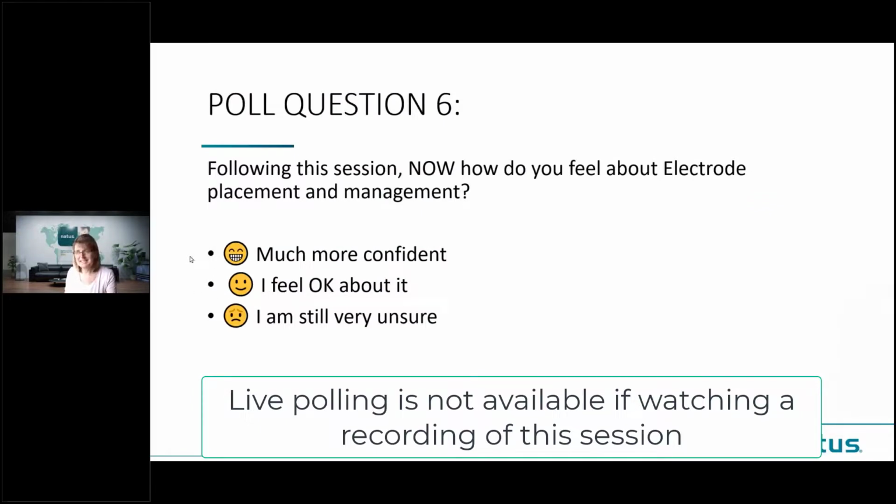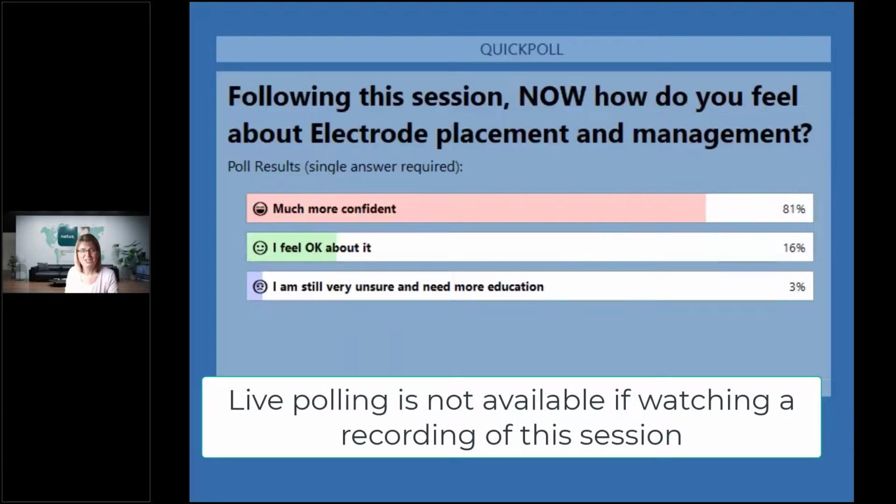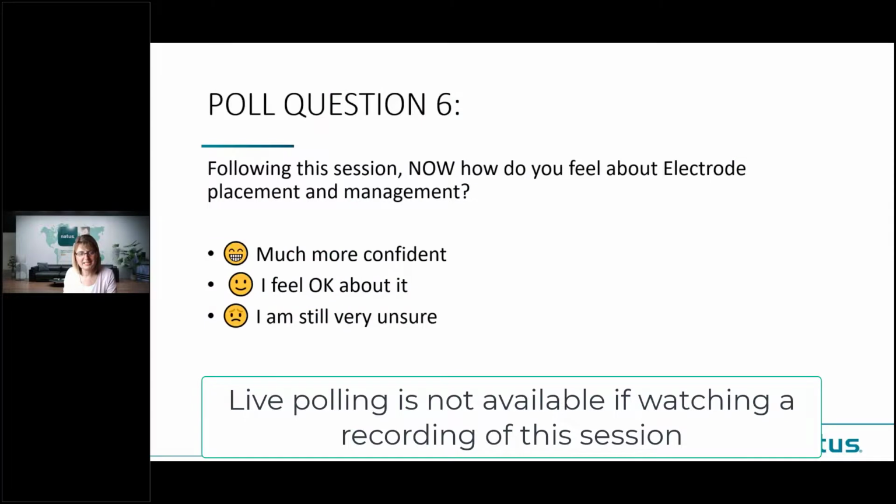After listening to this information, has it been helpful? I think that is the most important thing. Now, how do you feel about electrode placement and management? So again, I'll launch this poll. So now only 3% of people feel unsure, 16% feel okay, and 81% of you feel much more confident. So that's fantastic news, and hopefully this session has been really helpful in helping you understand that more.